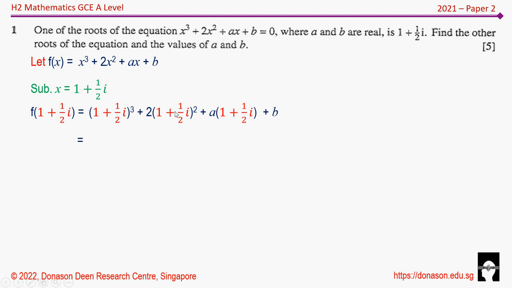So 1 plus half i cubed plus 2 times 1 plus half i squared plus a times 1 plus half i plus b. Now the 1 plus half i cubed, I'm going to split up as power 1 and power 2. So 1 plus half i times 1 plus half i squared. The reason is because here I've got a power 2, so when I expand this, I could simply replace it with whatever expansion I get here, then expand it with 1 plus half i. That's the only reason. Other than that, there is no special reason for doing that.